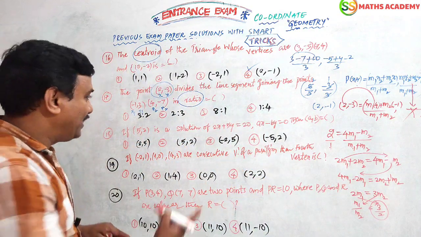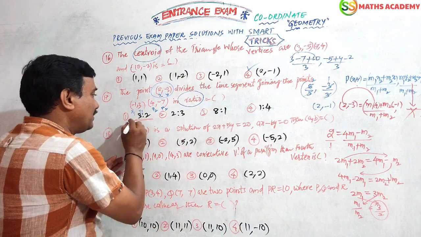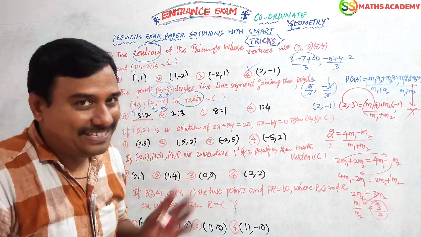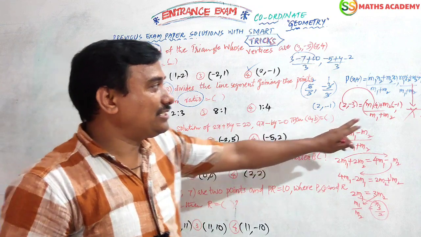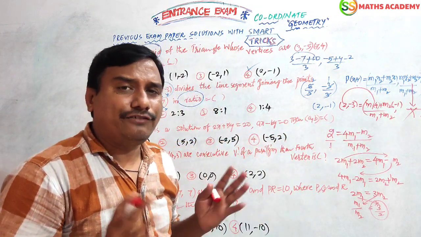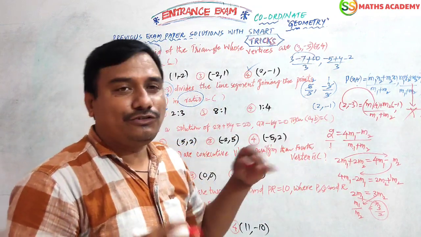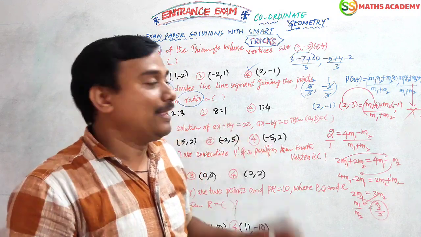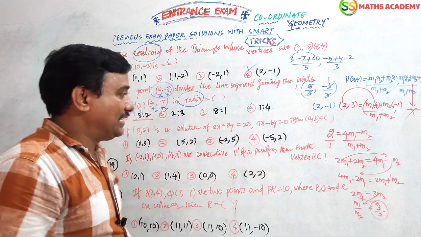3 is to 2. Easy or hard? I should not substitute the second values, because this is enough. I want the ratio, that's it. If you substitute, you will get the same answer. 3 is to 2, no doubt at all. Okay, clarity, got it? Next.